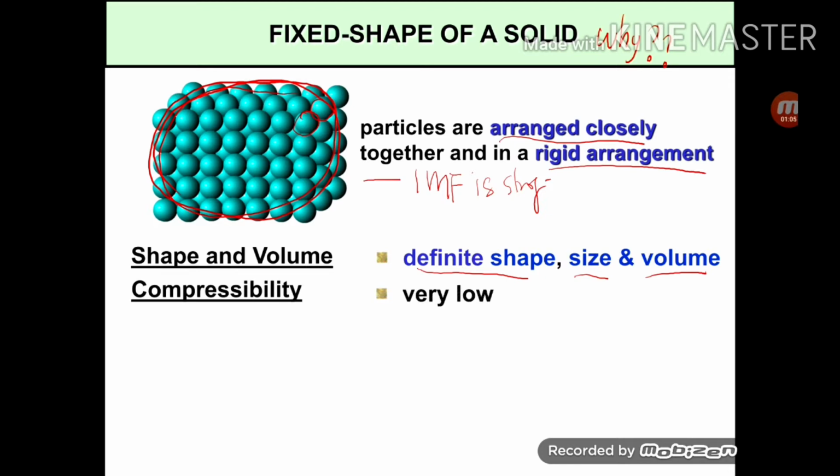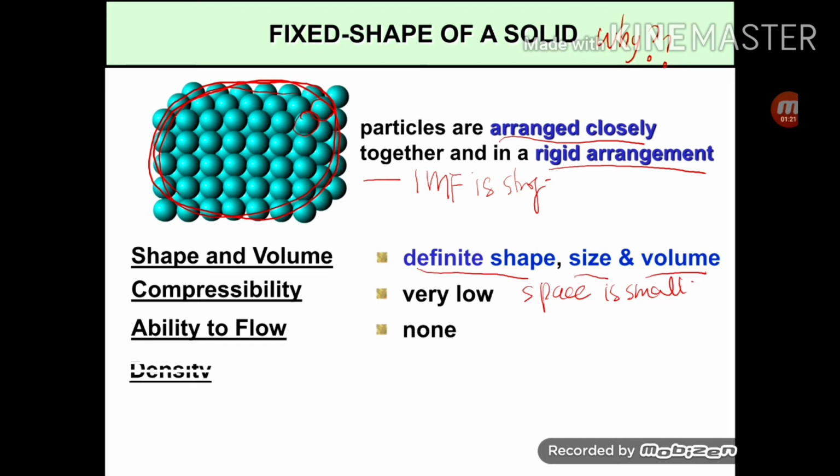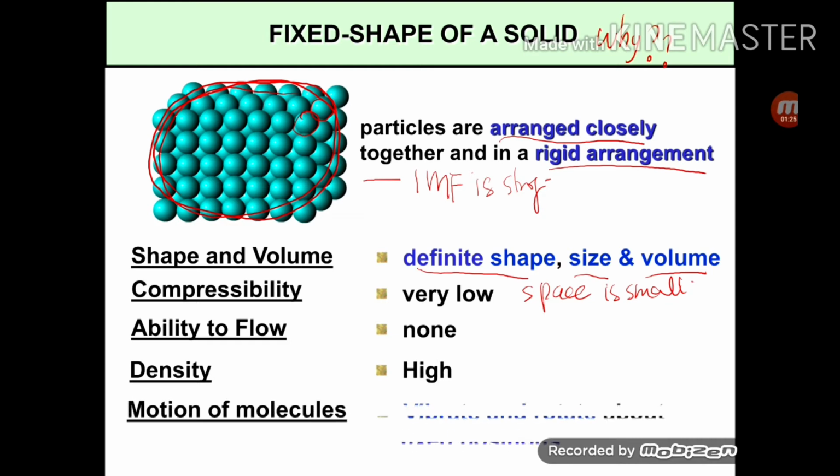Compressibility of a solid is very low because the space between the particles is small. Ability to flow: none. Density of a solid is high, and the particles in a solid can only vibrate and rotate about fixed positions due to the strong intermolecular force in a solid.